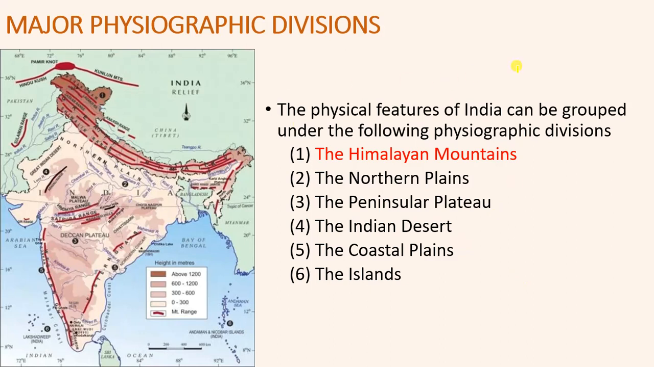Major physiographic divisions of India. Here we can see six physiographic divisions: the Himalayan mountain, the northern plain, the peninsular plateau, the Indian desert, the coastal plains, and the islands. So these six physiographic divisions are mainly found in our country.